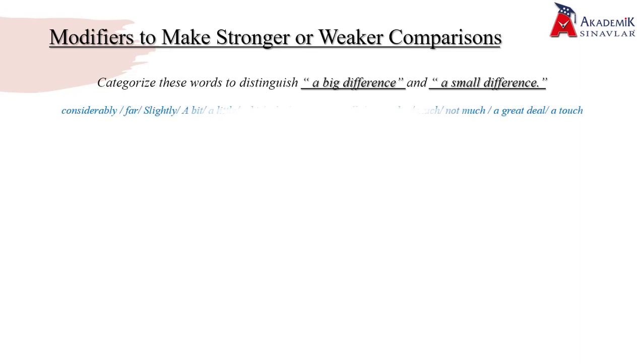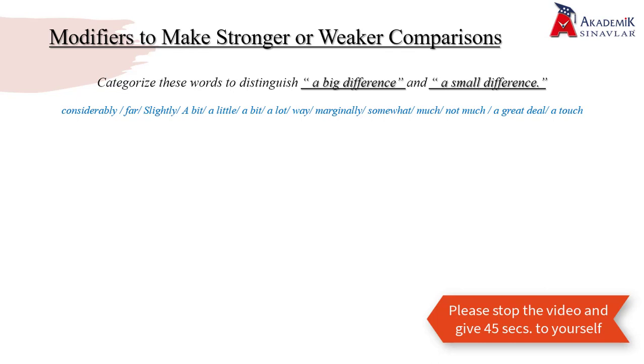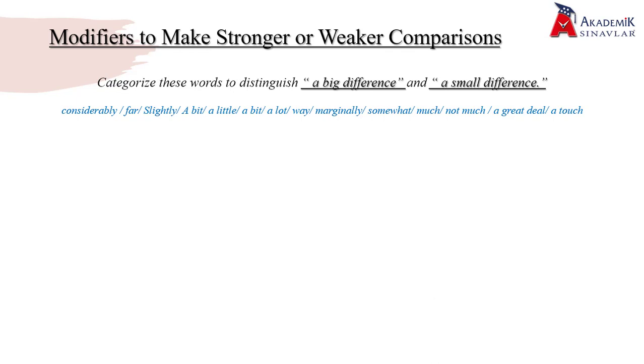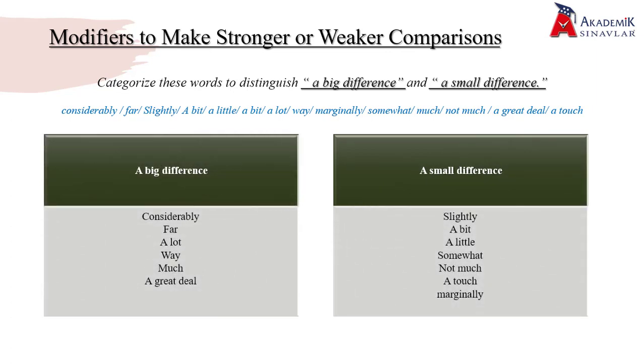Please focus on these words and try to categorize them into two groups of a big difference and a small difference, and you will have 45 seconds before the answer is revealed. Now, let's check your answers. Did you guess them correctly? For a big difference, we have considerably, far, a lot, way, much, and a great deal. While for a small difference, we can use slightly, a bit, a little, somewhat, not much, a touch, or marginally.